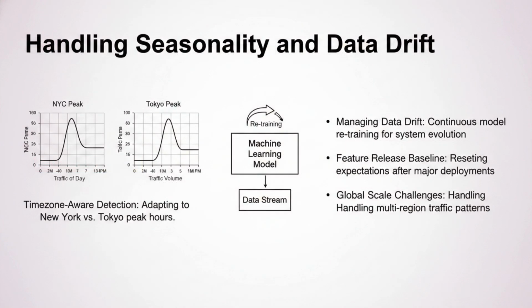Systems are not static, and neither is their data. Data drift occurs when the underlying distribution of our metrics changes over time, perhaps due to a new feature release or a change in user behavior. Automated systems must include a retraining loop, where models are updated with recent data to ensure the definition of normal evolves. We also must handle seasonality across time zones. An anomaly detection system for a global platform must be aware that normal traffic in New York at 8 a.m. looks very different from normal traffic in Tokyo at the same hour. Implementing time zone-aware models prevents geographically localized false alarms.